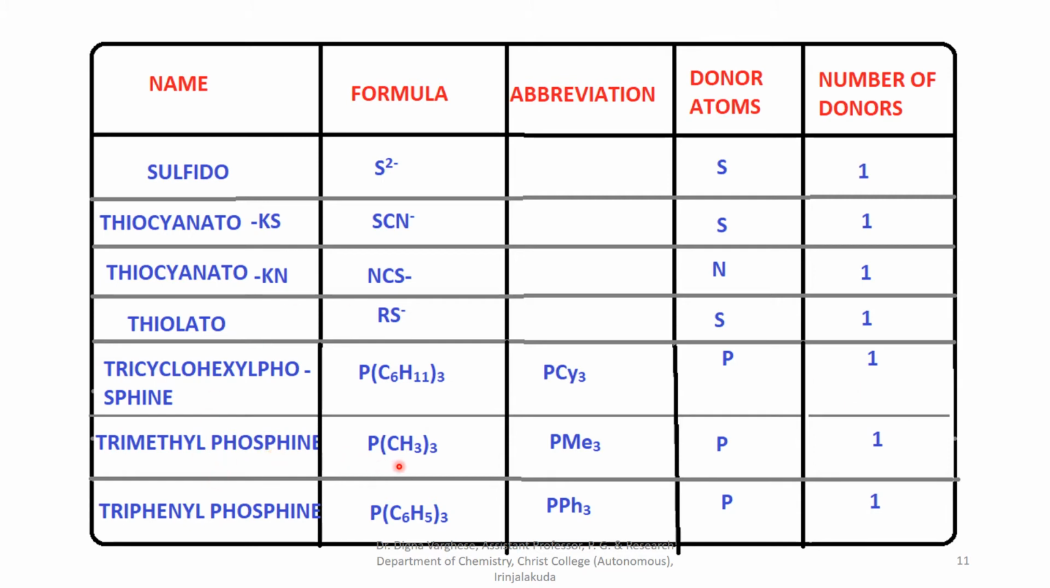Trimethylphosphine, P(CH3)3, PME3, that is phosphorus is the donor site, similar to the above case, and 1 is the number of donor sites. Triphenylphosphine, P(C6H5)3, PPH3, phosphorus is the donor atom and the number of donor sites is 1.